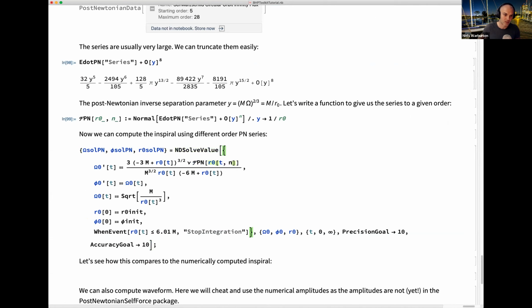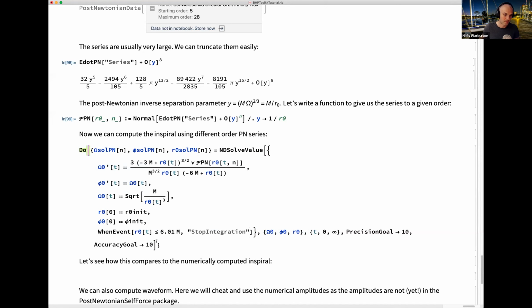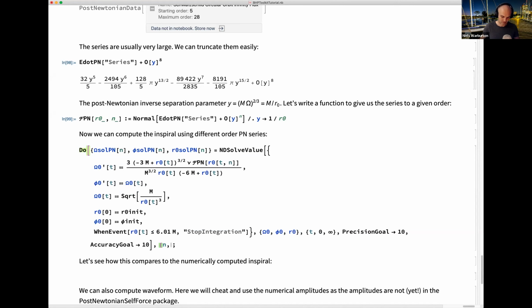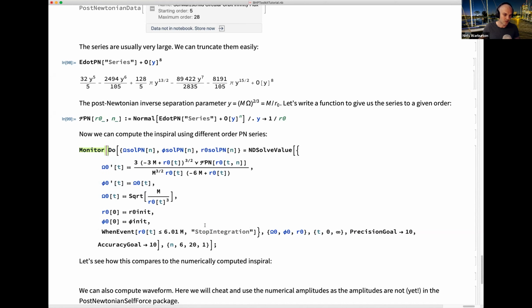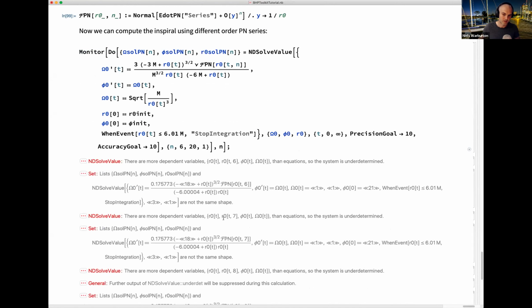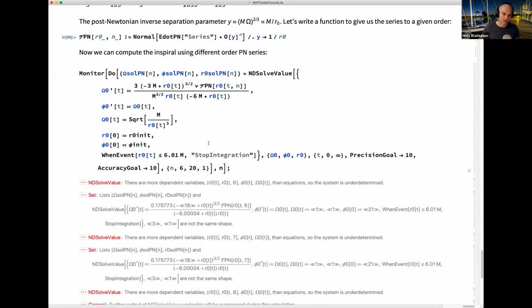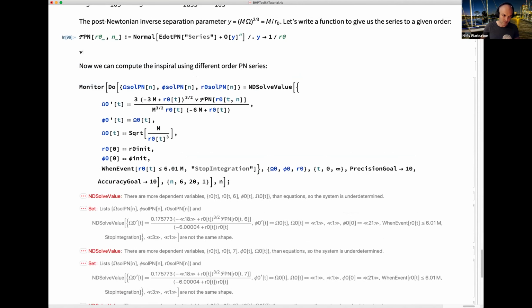But what I would like to do is run this for many different truncation orders of the post-Newtonian series. So for different values of n, truncating at different orders, we can look at the convergence of the series. And so then I'm going to get a whole load of these. I'll wrap this in a Do loop, from 6 to 20 in steps of 1. I don't think this takes too long, but we can just monitor that.